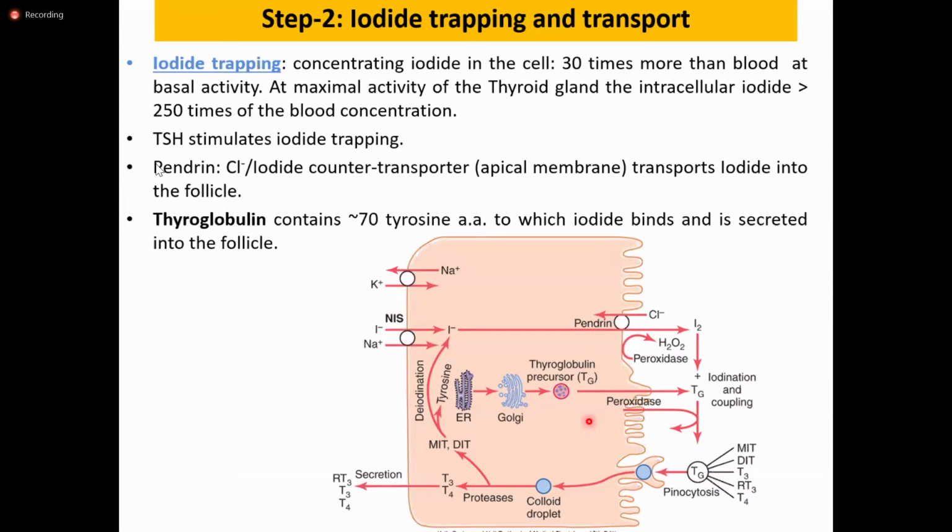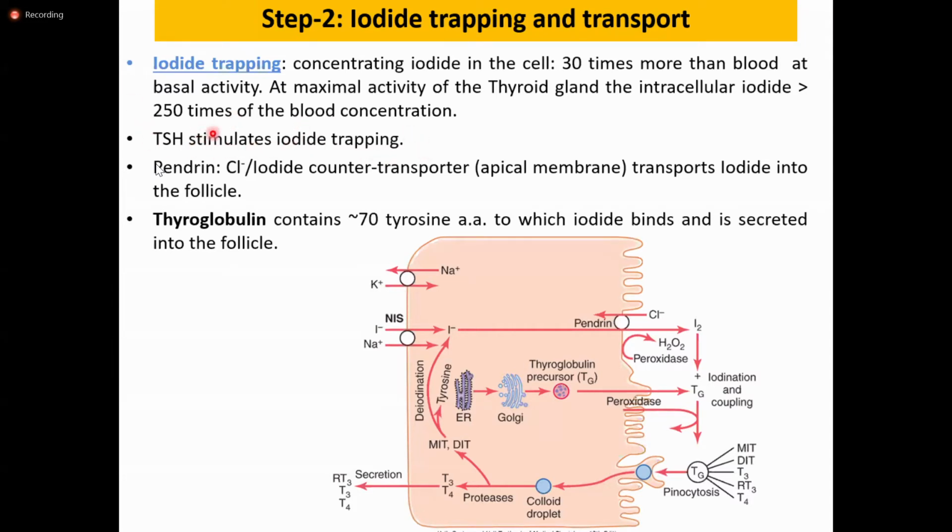So the first step, as we are not talking about, is the synthesis of thyroglobulin. The second step is iodide trapping. That means you need to take the iodide from the blood and then put it into the follicular cells. So the concentration of iodide in the cell is 30 times more than the blood. At maximal activity of the thyroid gland, the intracellular iodide may be more than 250 times the blood concentration of the iodide.